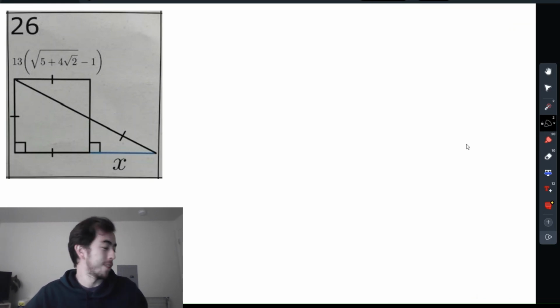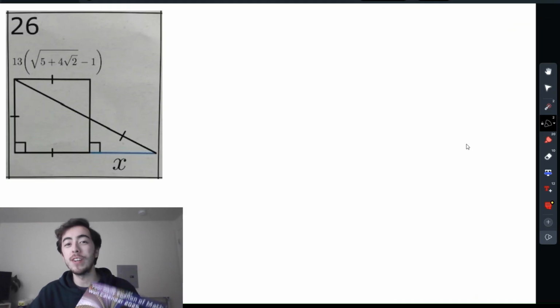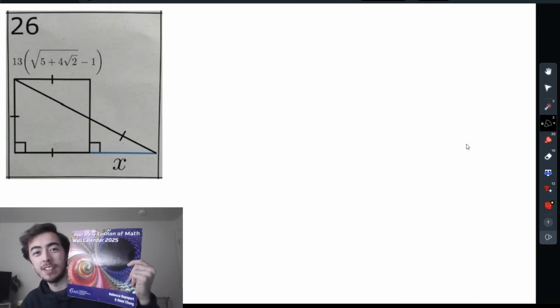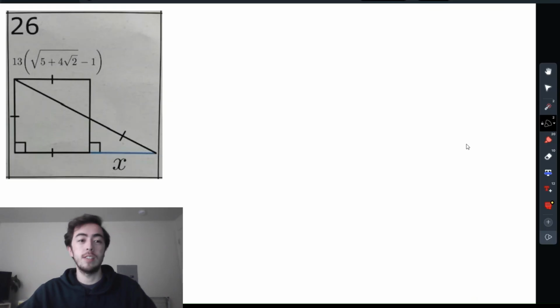Today is December 26th, and we're solving problem 360 from the Daily Epsilon calendar. The answer today, x, should be 26 because that matches today's date. All right, we have a geometry problem.